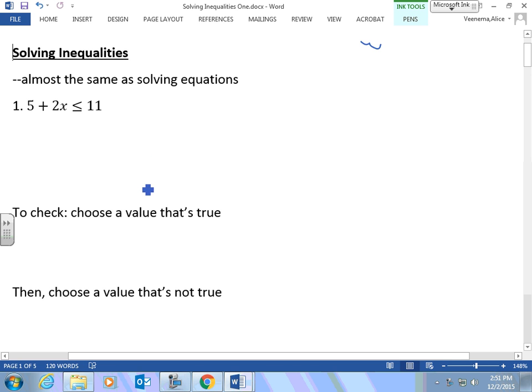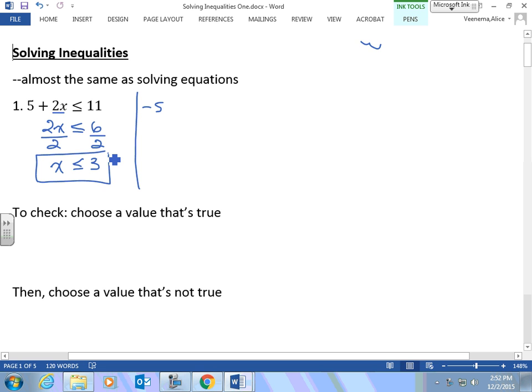So I'm going to do this method of putting our rough work on the right side. So I want to isolate that 2x, so I'll subtract 5 from both sides of the inequality. So I'll have 6 on this side and 2x on this side, and then I'll divide both sides by 2 to get 1x. So x is less than or equal to 3.